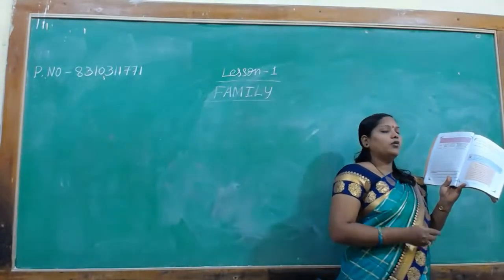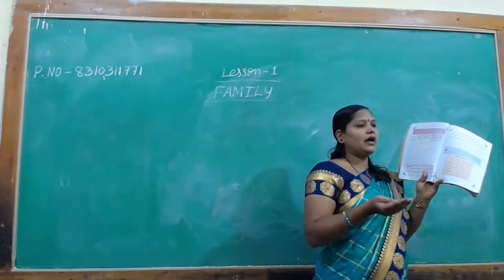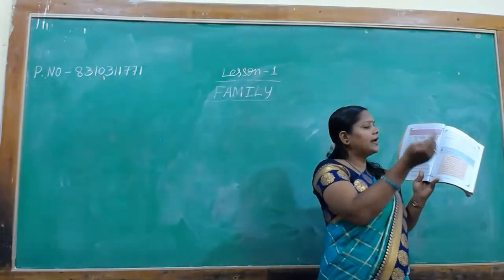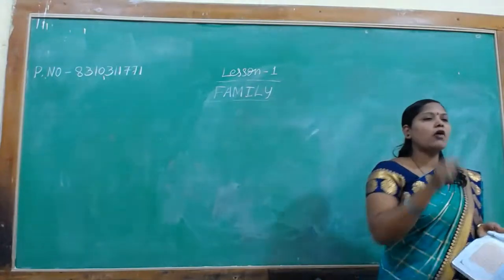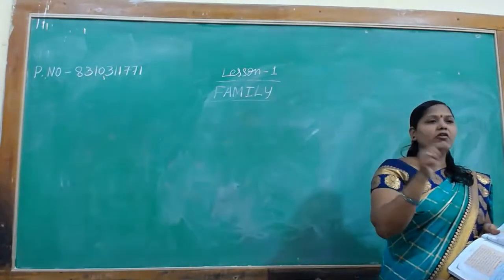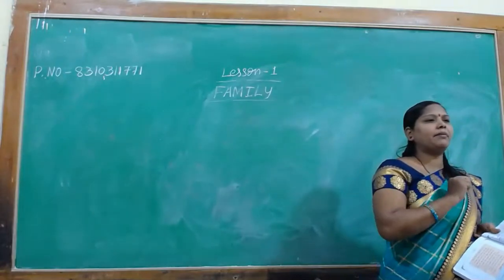Who are they? Your father, mother, grandfather, grandmother, uncle, aunt, like that. You should write it for your family only. How many members are there in your family? If your grandfather is there, you should write your grandfather's name.